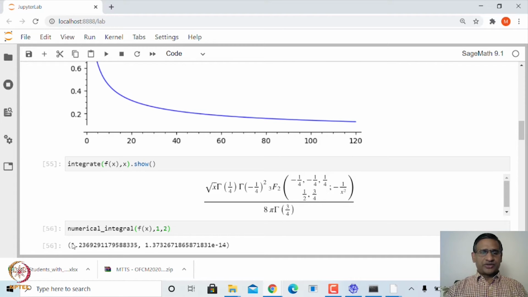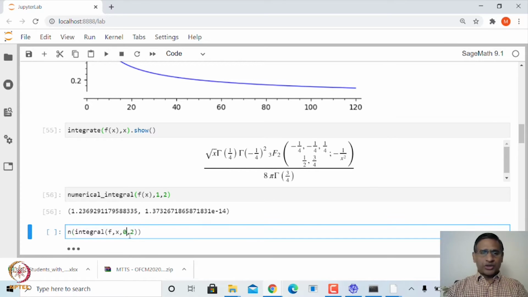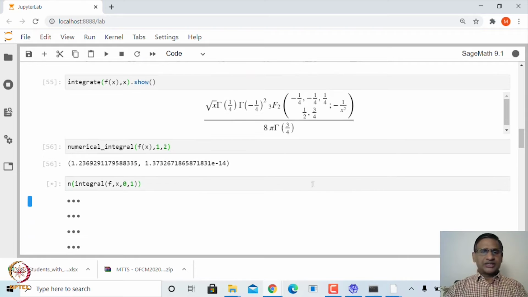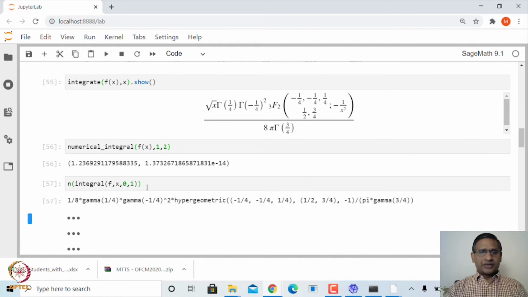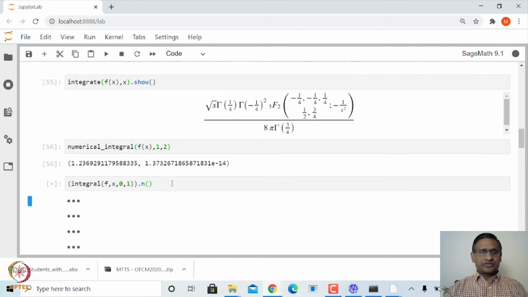In this case, you can see this integral is 1.2369, and the error is 10 to the power minus 14. Whereas if you try to find the integral of the same function between 0 and 1, let us take the numerical value of this. This is not actually numerical integration, it is finding the integral in terms of the hypergeometric function and gamma function. This is what is called the hypergeometric function. If I say .n of this, it may give me the numerical value of whatever it has found. It takes time because this function is fairly complicated.